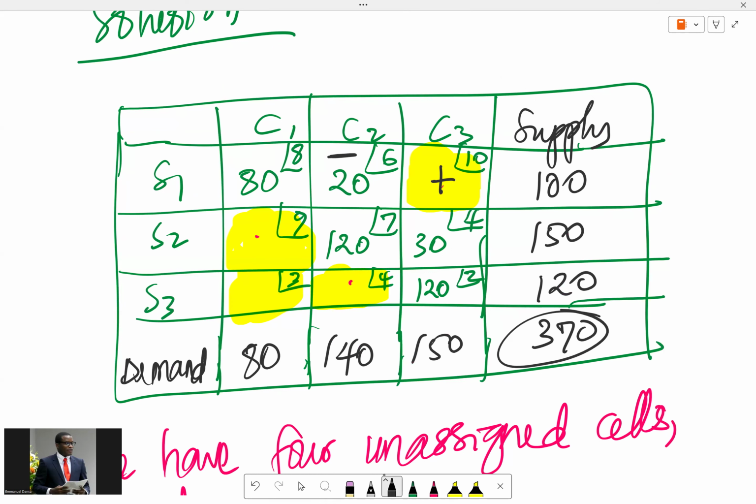So plus and minus here, we have balance for the row, but for the column, because of the minus here, we have to balance this one with plus and this one with minus. So we have a closed loop in that case.